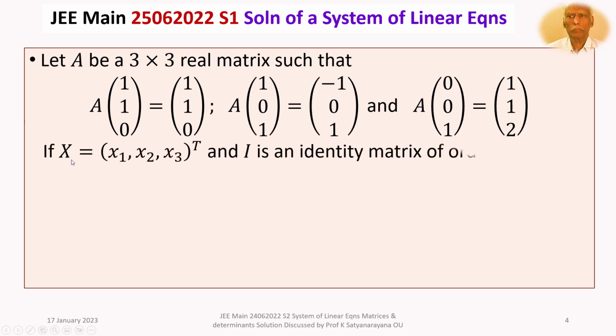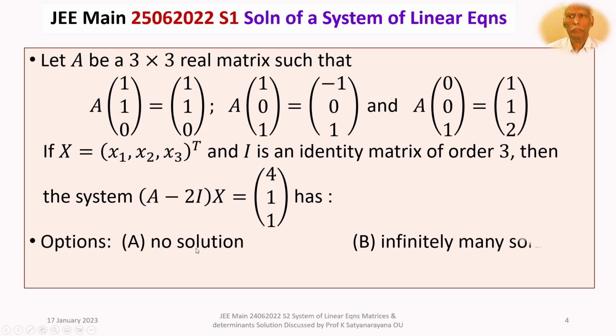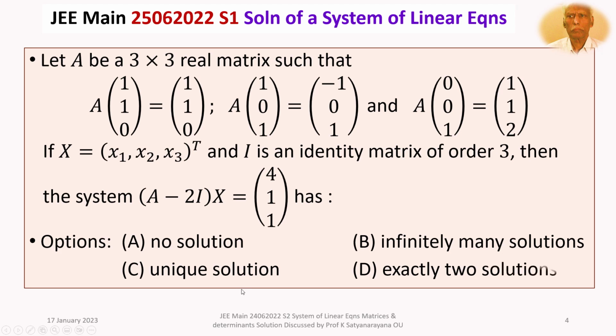If X is equal to the row vector x1, x2, x3 transpose and I is the identity matrix of order 3, then the system (A minus 2I) multiplied by capital X is equal to the column vector 4, 1, 1 has. Four options are given to us. Option A, no solution. Option B, infinitely many solutions. Option C, unique solution. Option D, exactly 2 solutions.